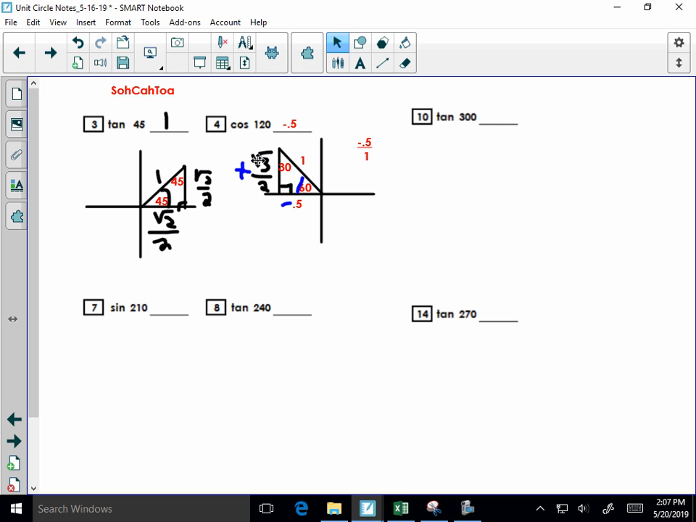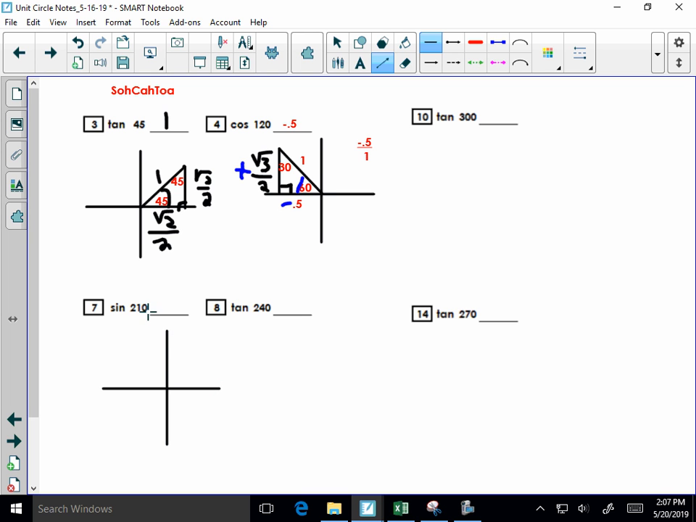Okay, so sine of 210. What quadrant is 210 in? First, draw myself my coordinate plane. 210 is in quadrant 3, between 180 and 240. So draw yourself a right triangle in quadrant 3. And there's my right triangle. I know my hypotenuse is always 1. That never changes for any triangle I draw in my unit circle.